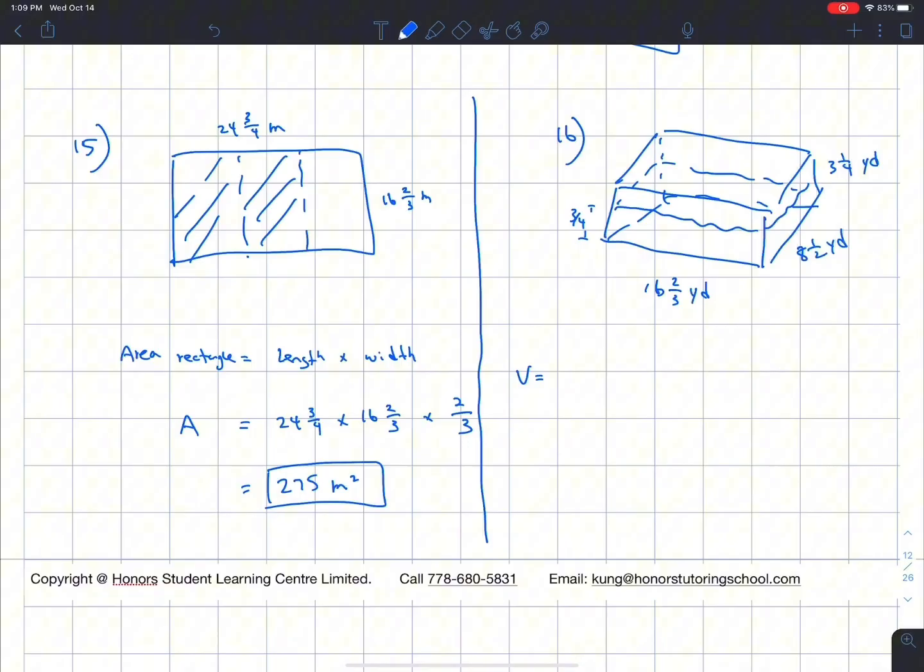So again, the volume of any rectangular box or prism, we just multiply them. Length times width times height. And because the water is only 3/4 full of the pool, we can times it by 3/4. So big numbers, I use calculator. 16 and 2/3 times 8.5 times 3 1/4, and then times 3/4. And I get 345 and 5/16. And this will be in cubic yards.